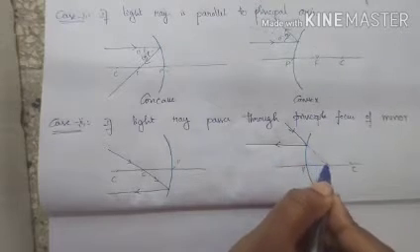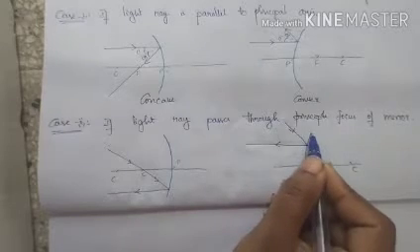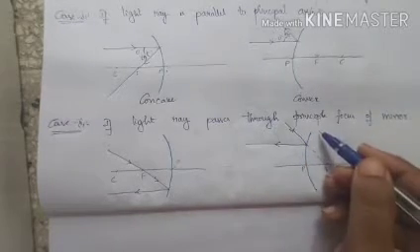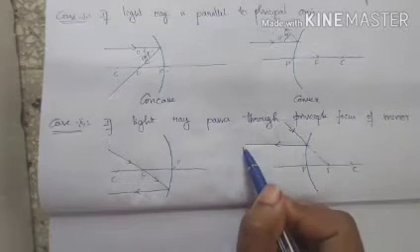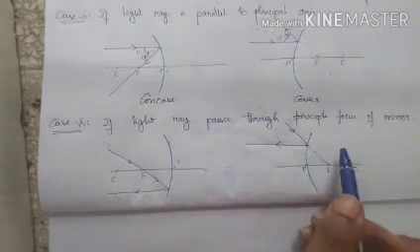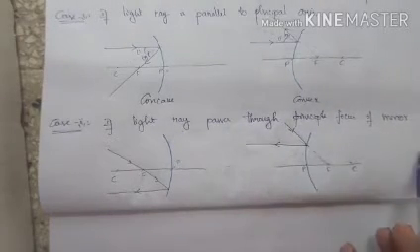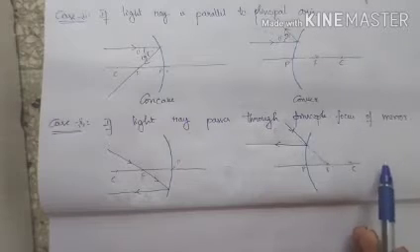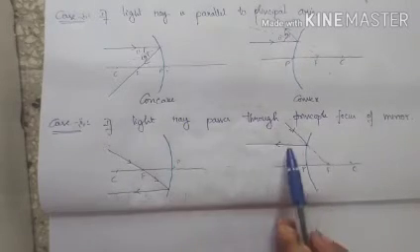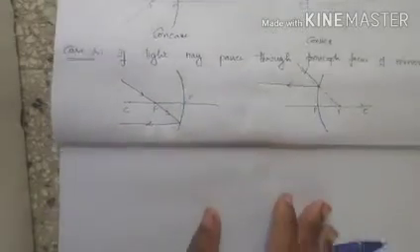Just imagine the case. This light ray has been directed towards the principal focus, but there is an obstacle, as your mirror reflects the light and makes it pass parallel to its principal axis. So if the light ray is passing through the principal focus of the mirror or in a direction towards the principal focus, then it will always get reflected in a direction parallel to the principal axis. Now we'll see case 3.